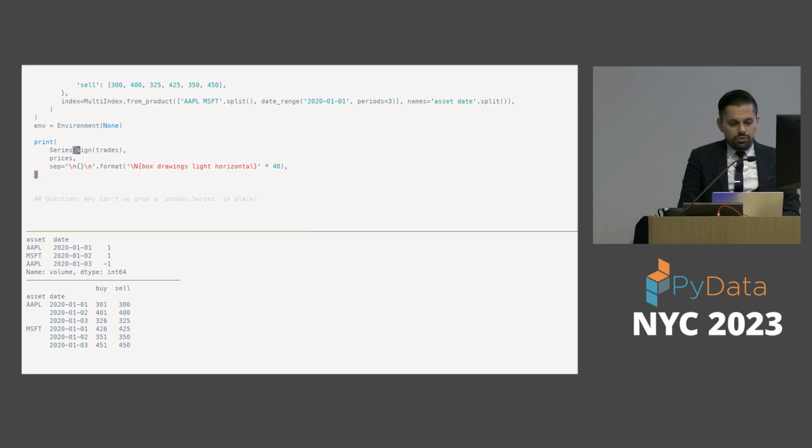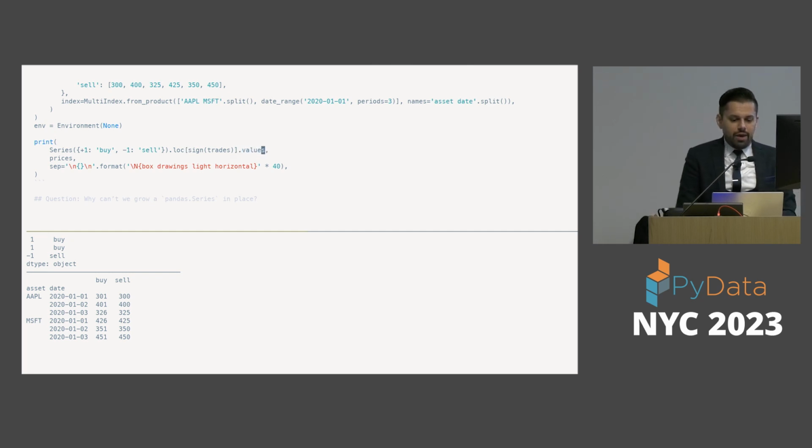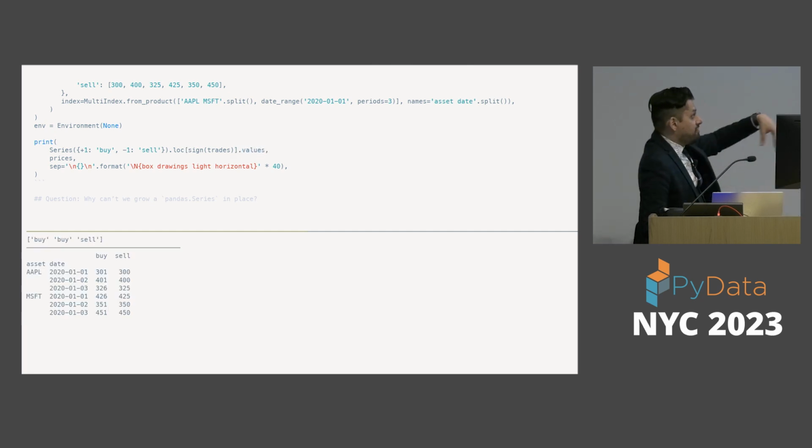Then what we can do is take a series that's indexed off of these, and we can do a dot loc operation on this. So let's do a positive is a buy, a negative is a sell, and we can do a dot loc off the sign of our trades. So there we go. We have buys and sells. So we know exactly whether these are buys or sells or not, right? We can just grab that. We don't actually care about the index anymore. So we have that layer.